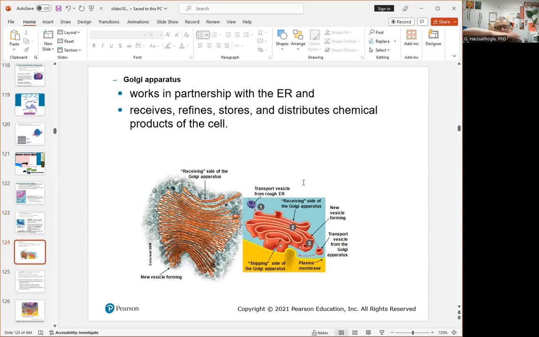Golgi is this pita bread-like structure you see stacked on top of each other, which has a receiving side, and then the trans side, the shipping side, in the opposite direction. Okay. And it's like a post office, it receives stuff and then prepares it and ships it out.